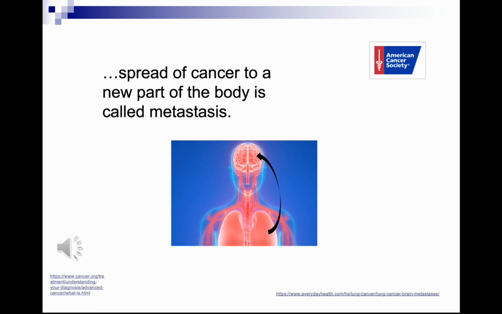Metastasis is the spread of a cancer to a new part of the body. Spread of cancer to a new part of the body is called metastasis. And that spread is totally separate from the primary tumor. As in this example, primary cancer of the lung metastasizes to the brain, a totally separate tumor.